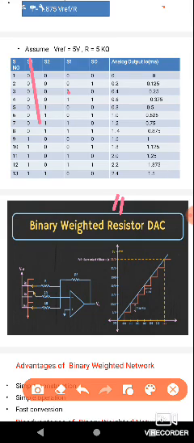Eighth condition, S3 equals 0 is nothing but S3 is open. S2, S1, S0 are closed. In 10th condition, MSB is closed and the remaining bits are open. Next condition, MSB closed and LSB closed and the remaining are open.